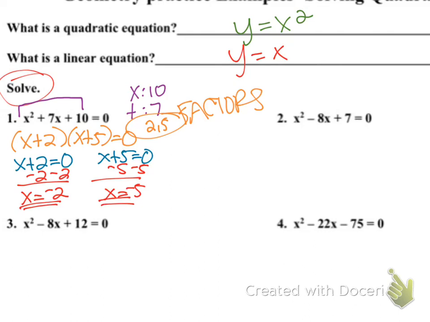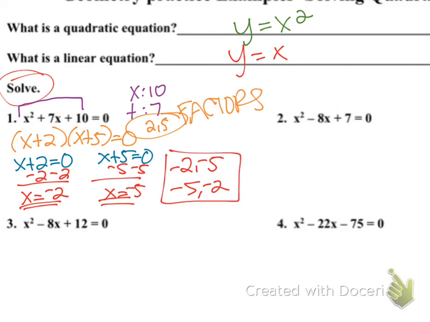Okay? And so I think the way I wrote on your directions on your class kick to write your answers, you can just list them. And so I could just list this as negative 2, comma, negative 5. Or the other way around, negative 5, negative 2. It doesn't matter. And those are your solutions.